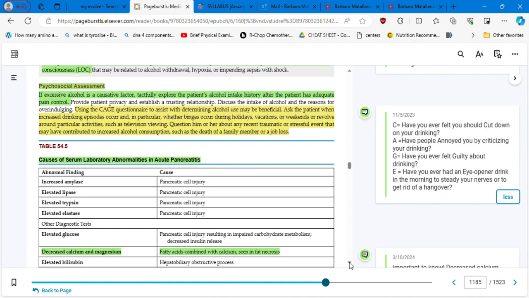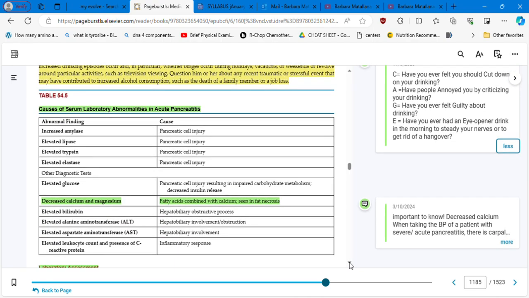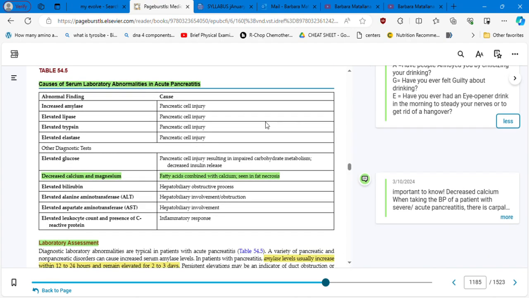After you make sure the pain is under control, then you conduct your verbal assessment, okay? You don't want to torture the patient with these questions if the patient is still having pain.